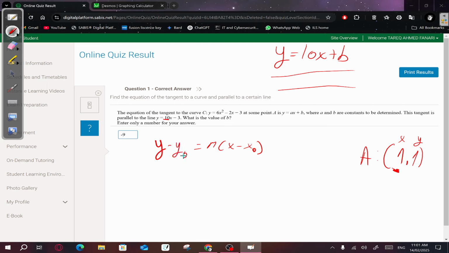There we go. Okay. You substitute your m, you substitute your gradient, and you substitute any values with a naught or a 0. Okay. So y, you don't substitute anything here because it's just y minus y naught, which is 1, equals to our gradient, which was 10. Remember, same in a parallel line, same gradient. So 10 x, you don't substitute anything in this x minus x naught. X naught is going to be 1 because x is the point here.